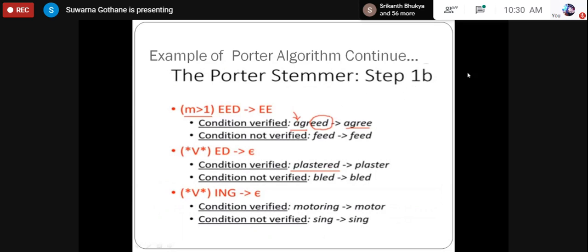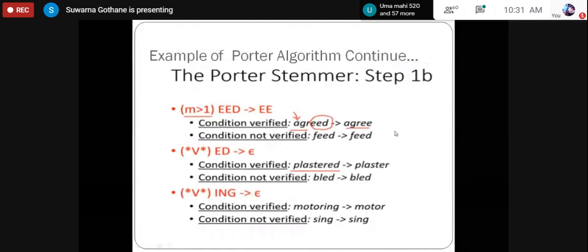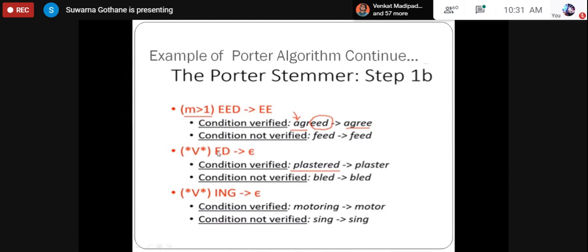Now some of the rules in step 1B. If m is greater than 1, as we already discussed, and you get the combination EED, then the D is going to be removed. For feed it may not be applicable, since the condition is not verified for this word, but for agreed we remove the D. Next, when a vowel is in the stem, as in plastered, we can remove the ED here, but for some fixed words it is not applicable.